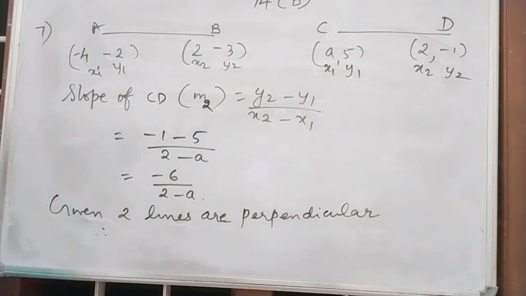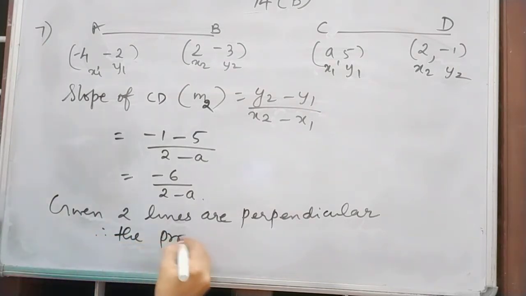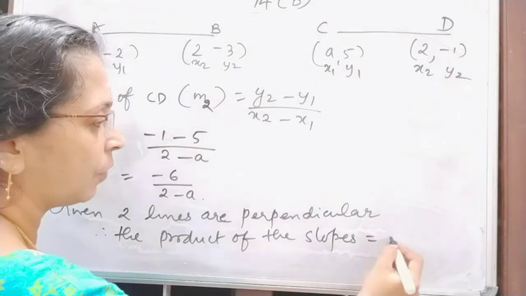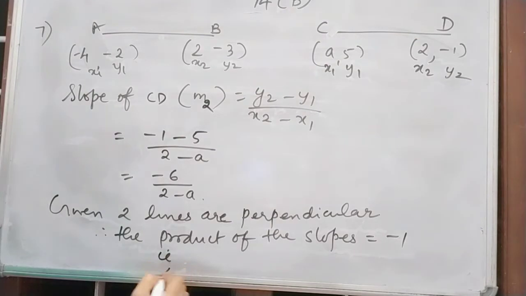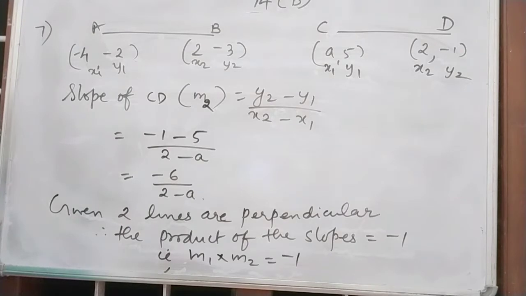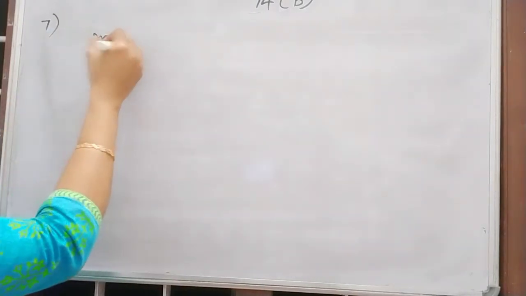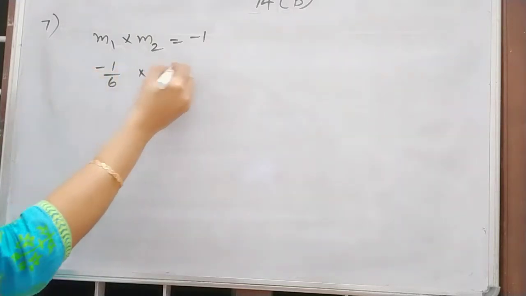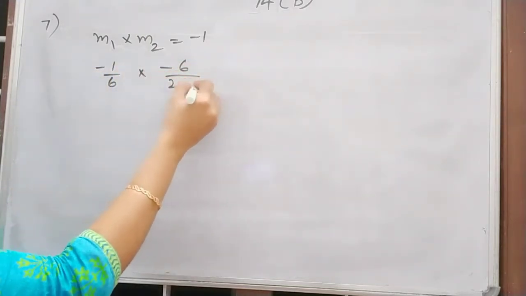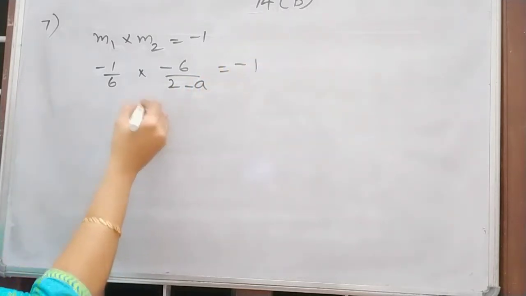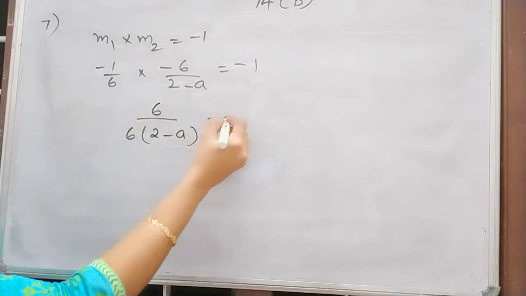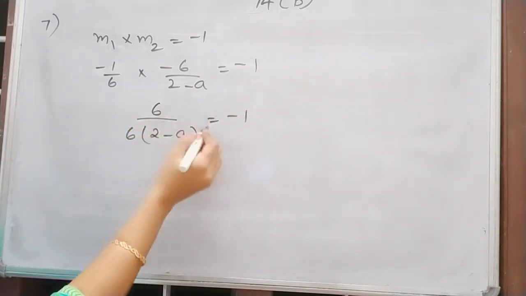therefore the product of the slopes is equal to negative 1. That is, we can write m1 into m2 is equal to negative 1. That is negative 1 by 6 into negative 6 divided by 2 minus a is equal to negative 1. So negative into negative is positive, 6 into 1, 6 divided by 6 into 2 minus a is equal to negative 1. So 6 we can cancel.